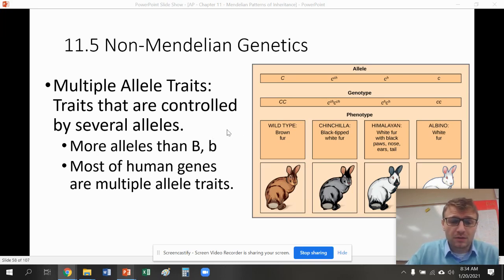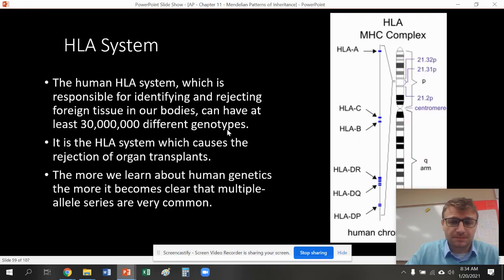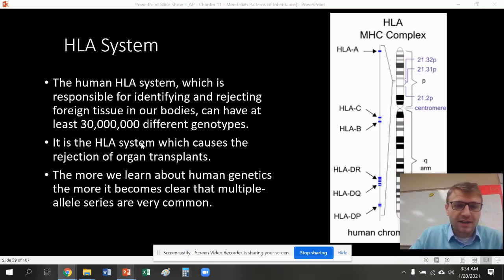You can see most of human genetics are multiple allele traits. The HLA system. This is what tells your body if a cell is your cell or not. There's over 30 million different types of genotypes for this. There are a ton of different genotypes for the HLA system.